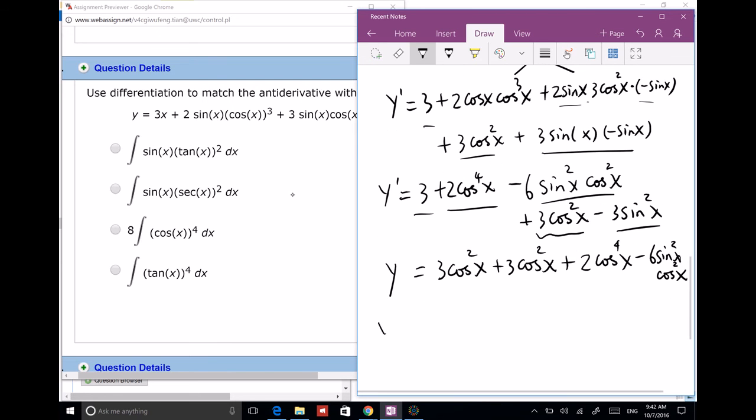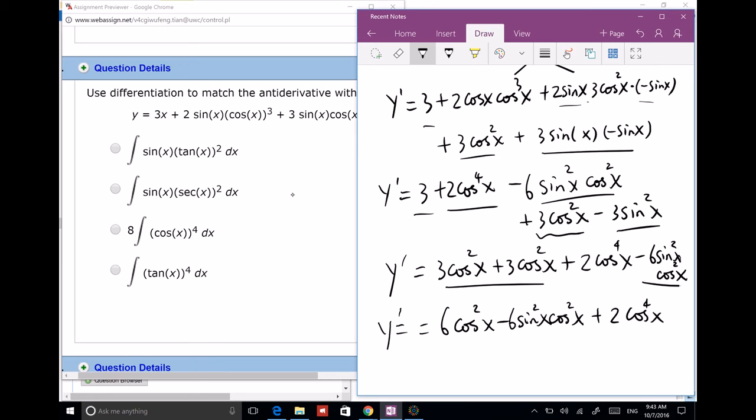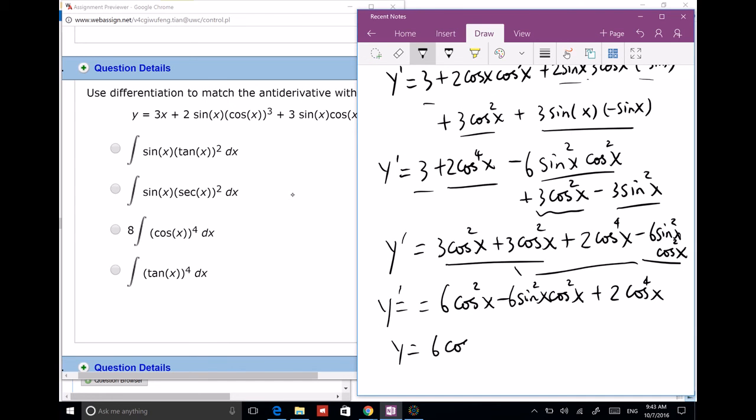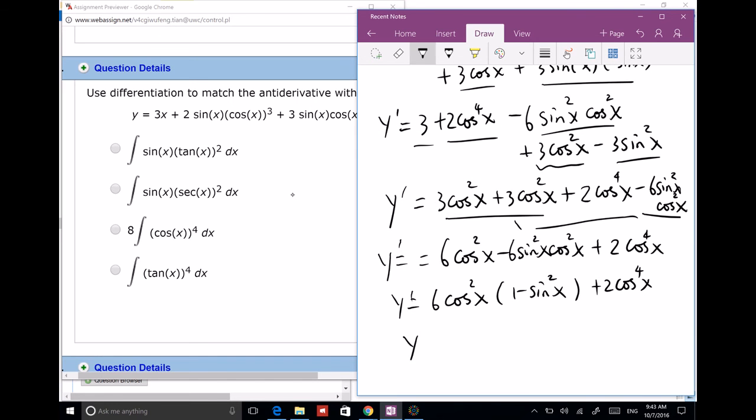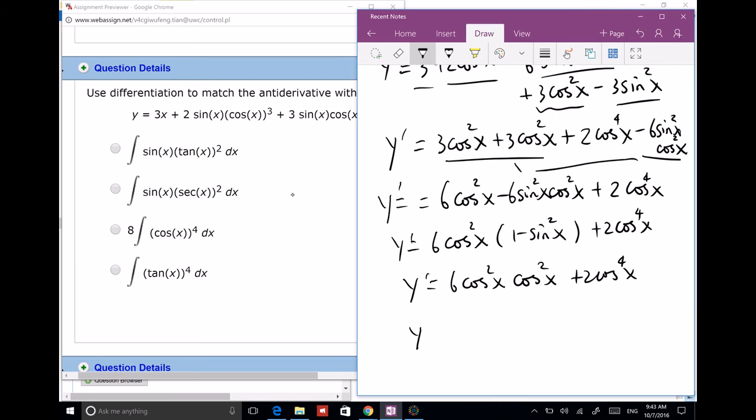Okay, this will give you y prime equals 3 plus 3 is 6 cosine x squared minus 6 sine x squared cosine x squared plus 2 cosine x power 4. Okay, this will give you that. And then you factor the 6 cosine x squared out. 1 minus sine x squared plus 2 cosine x 4. So the final answer is y prime equals 6 cosine x squared times cosine x squared plus 2 cosine x 4. So the final answer is the derivative equals 8 cosine x power 4.